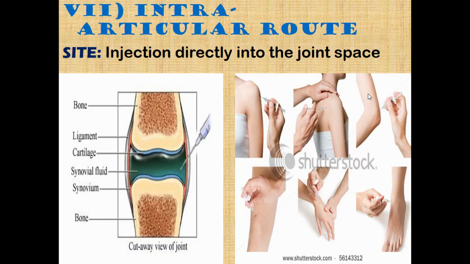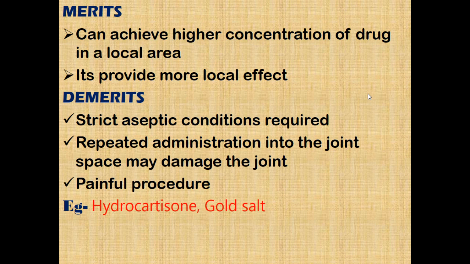Then intra-articular injection directly into the joint space. This mainly we will use in the joint disorders. Can anyone name what are the joint disorders? Do you know? If you know that, you can write the uses. Can achieve higher concentration of drug at the local area. Normally the drug entering the joints will be very less when you give the systemic route. That's why they will prefer this route.